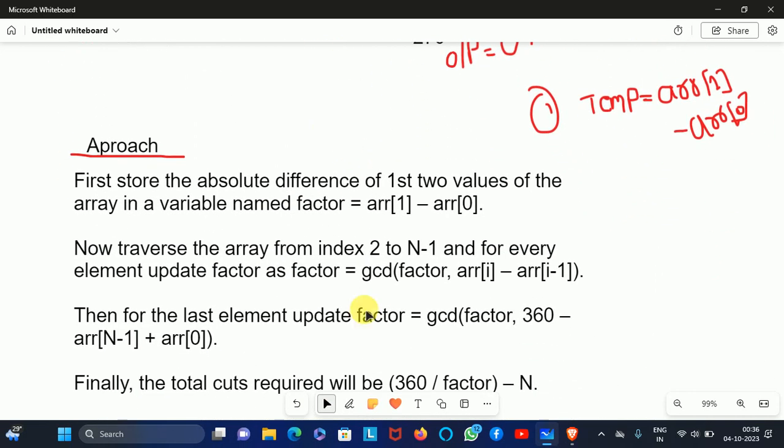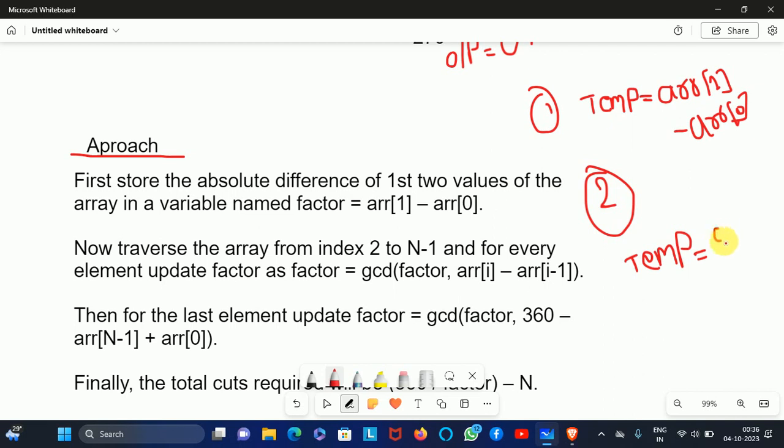Now the second step is to just store. The next step is to do temp equal to GCD, the greatest common divisor, of this temp and the difference between array of I minus array of I minus 1.